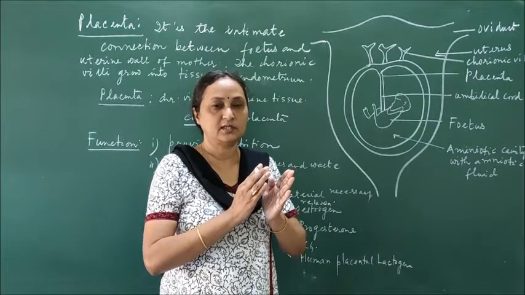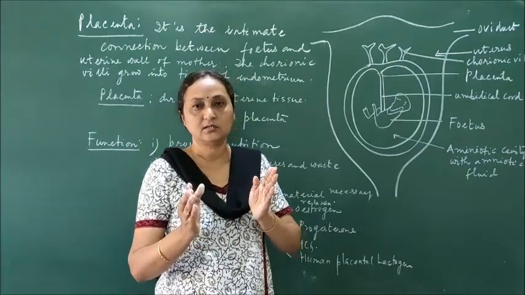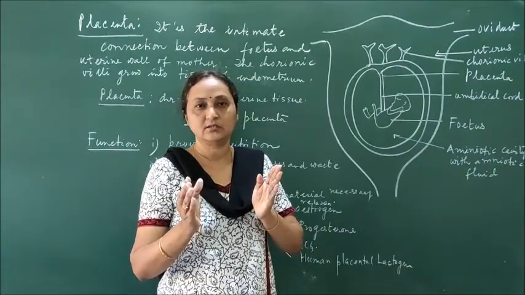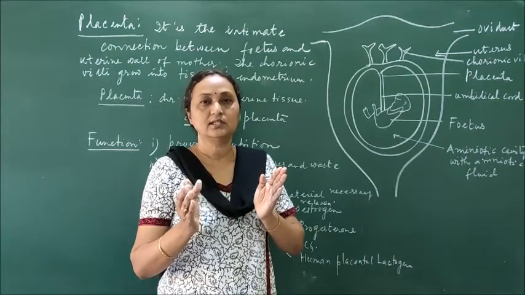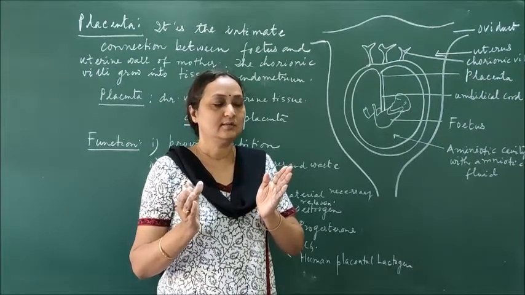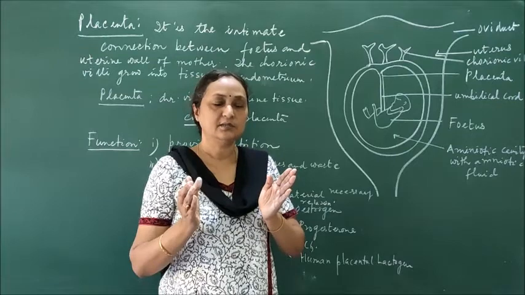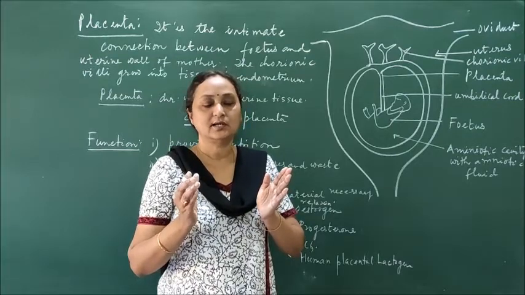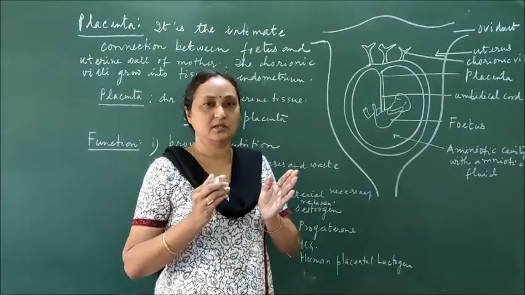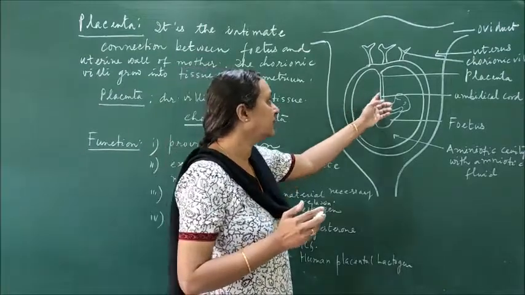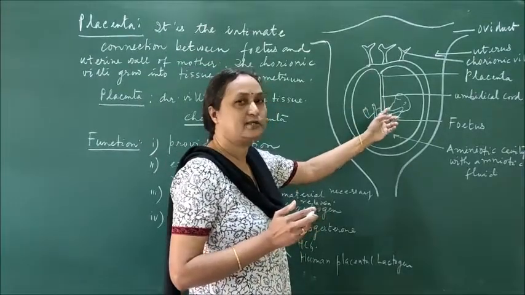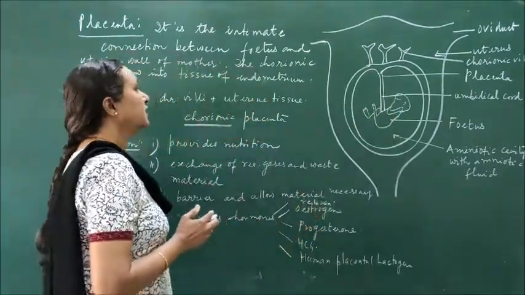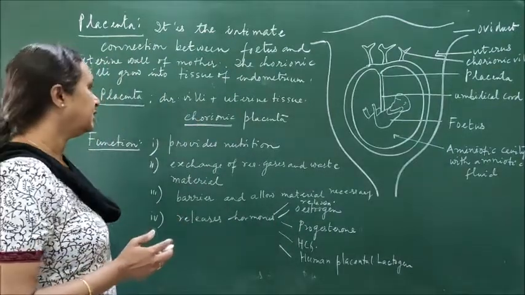Oxygen from the mother's blood is transported to the fetus, because the fetus is living, it is growing, it is developing. So there is a requirement of oxygen. Similarly, after metabolism, the carbon dioxide which is produced is again expelled to the mother's blood. So that is a connecting link between mother and the fetus. Okay. Now what are the functions of the placenta?